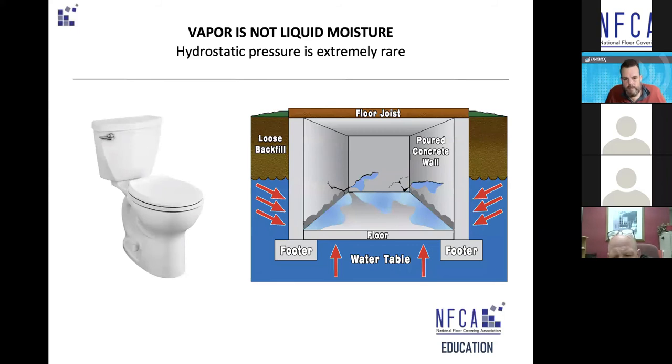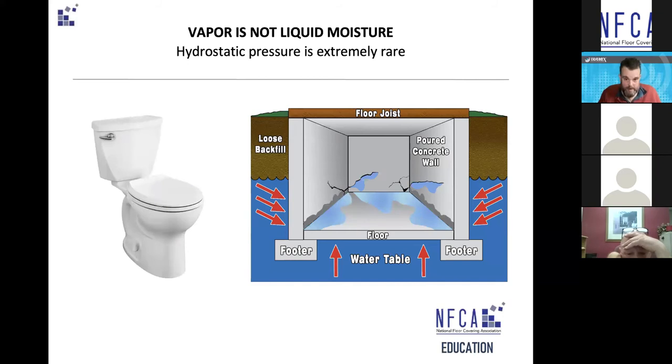I put the toilet in there because that's the best example you can think of for hydrostatic pressure. It's when you have the water table higher than the floor that you're installing on. So in a basement, it's possible to find on a ground floor, if you have like a hill coming down with water flowing down, it's possible, but it's rare.